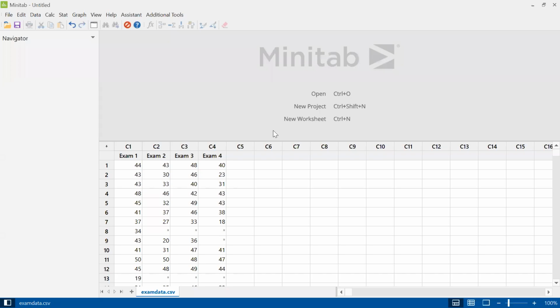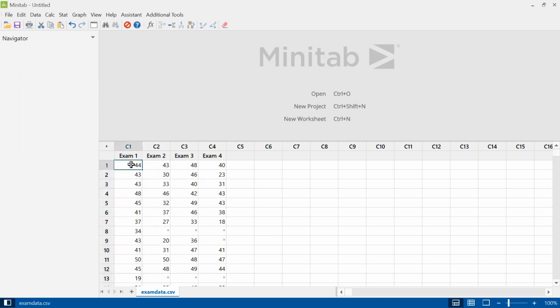All right, so I've already gone ahead and loaded my exam data into Minitab, and this time I changed my zeros to blanks ahead of time. So let's run a few linear regression tests on this. The first one I wanted to do was to just look at exam 1 and exam 2.